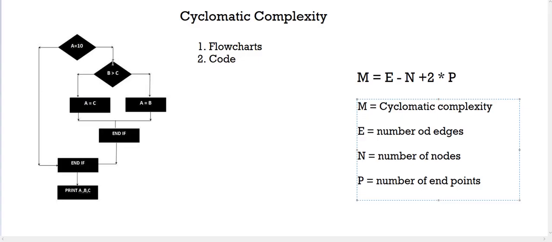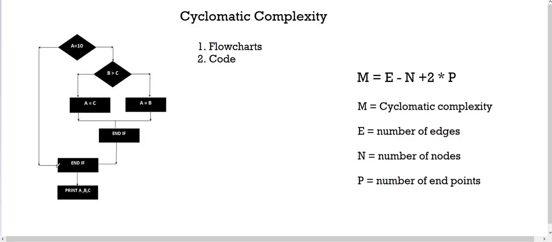So let's get started. Here is our first flowchart. At first, you're going to calculate the number of edges. An edge is basically the straight lines that you can see here. I'm going to mark that in blue. So this entire part here is an edge, and then we have another edge here, like so. These are your edges, and you're going to have to count them.